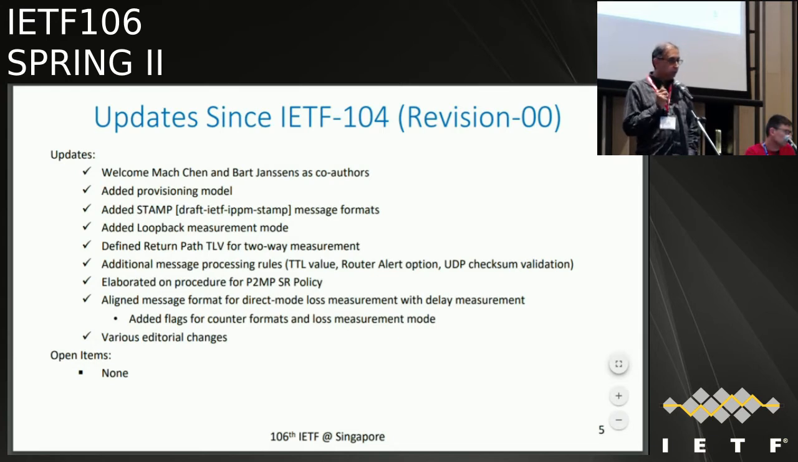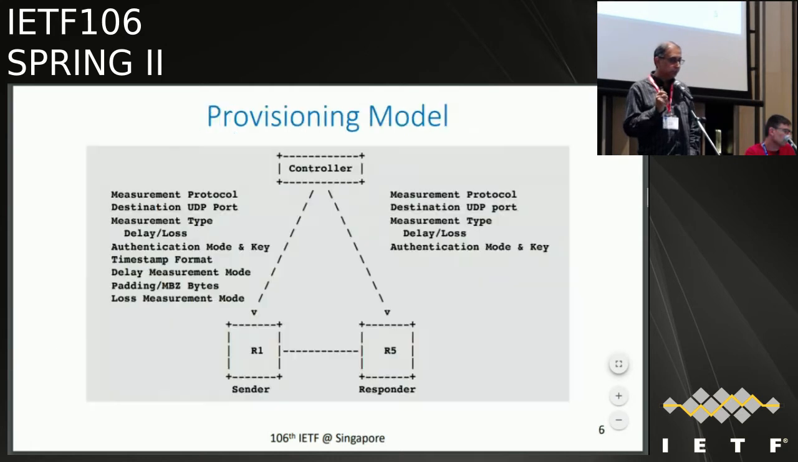Now we also include the STAMP message formats. Also define the loopback measurement modes. We have added the TLV for two-way measurement mode. We have clarified and added the message processing rules for TTL, router alert option, and UDP checksum. Also elaborated the procedure for P2MP SR policy. There are some format alignments between loss and delay measurement as well, and some editorial changes.